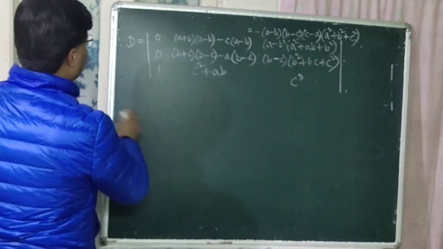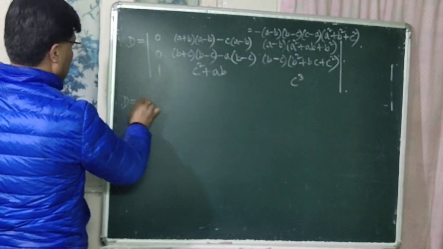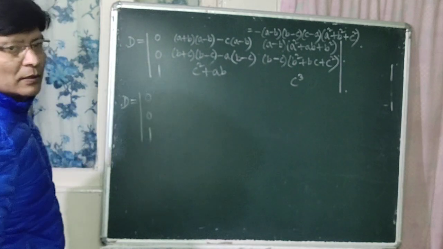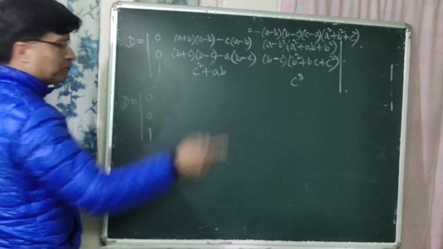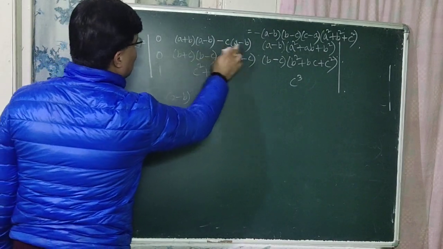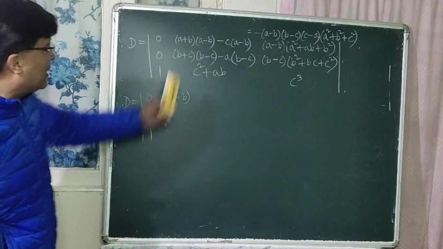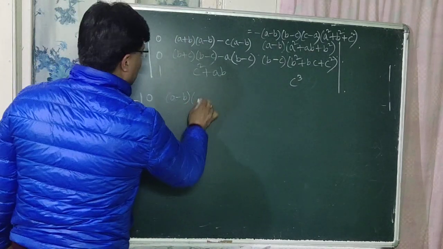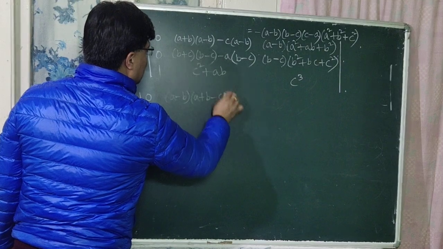So next, therefore D is equal to, the first column same rakne. Now simplify the second column here. What is the first element? What is common here? A minus B is taken common out here, and write down the remaining terms in the other bracket. So it is A plus B minus C.